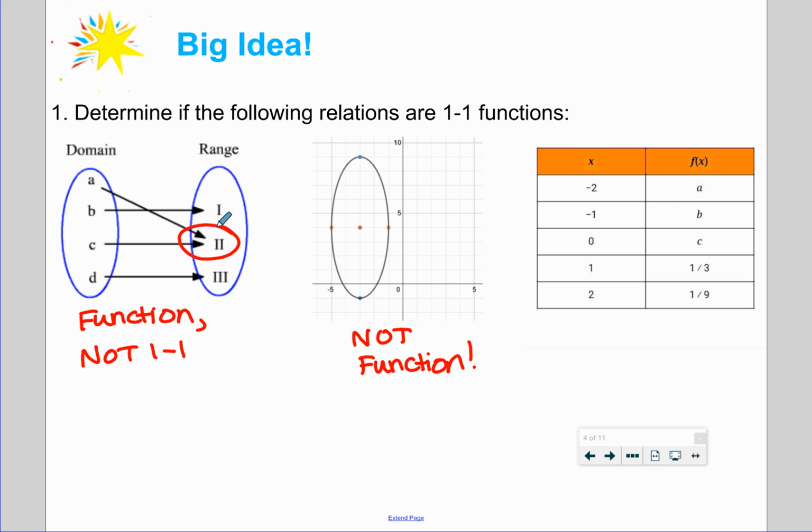And then what do you guys think about that table on the right? That is a one-to-one function. Each x has exactly one y. Each y has exactly one x. Okay? Questions?